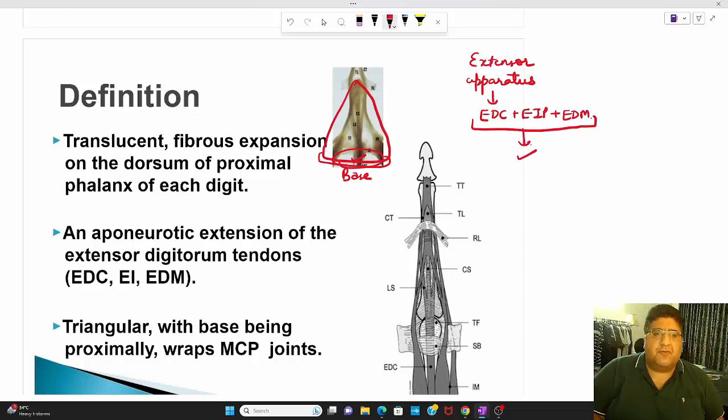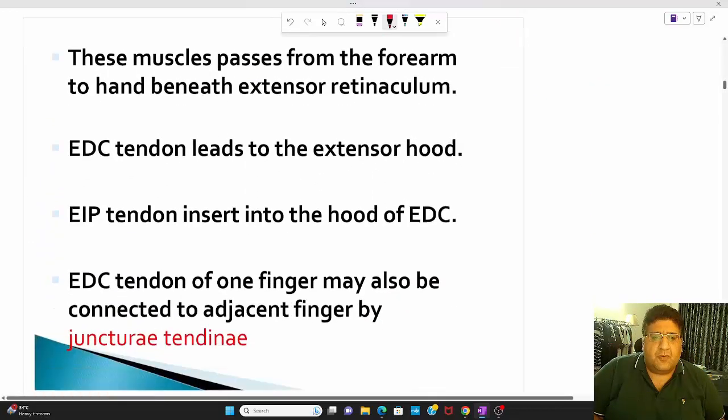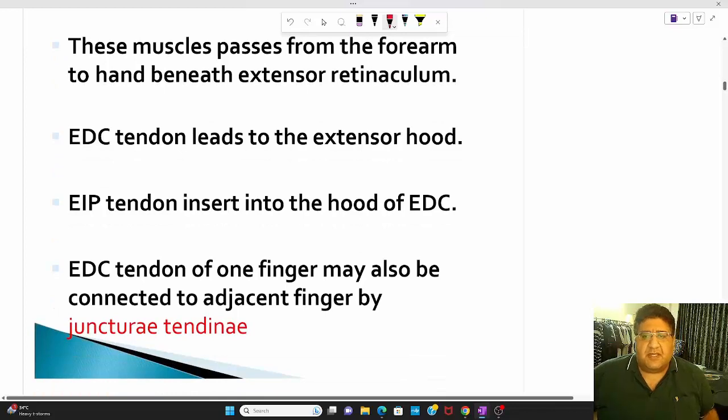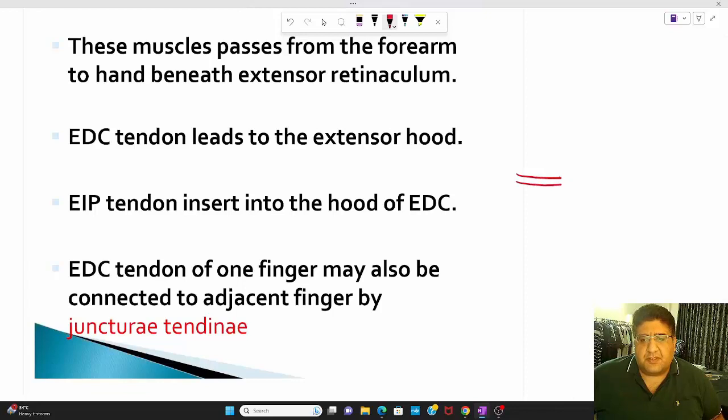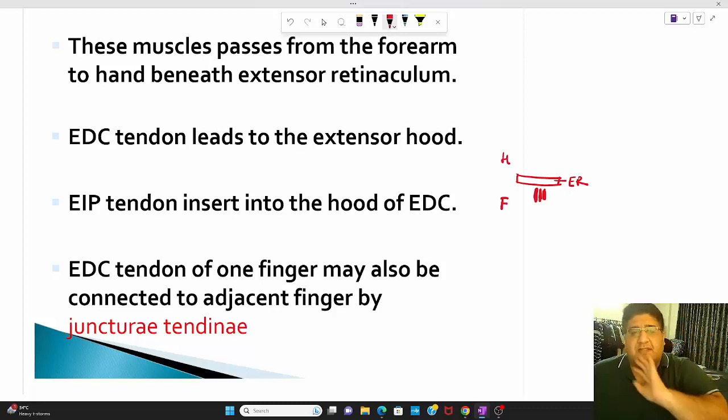Now let's move further. I'll show it to you here. Suppose this is the wrist. This is what is called the extensor retinaculum. These tendons of EDC, EIP and EDM are going to enter the hand from the forearm by passing beneath the extensor retinaculum. So far so good. What passes in the center is the tendon called EDC.